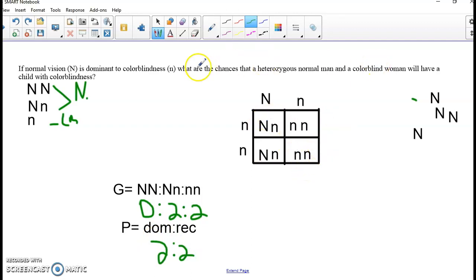So I want to know, what's the chance that they're going to have a child who has color blindness? Well, 2 to 2 is going to be a 50% chance. So the answer to this question is a 50% chance of these 2 individuals having a child with color blindness. Okay, that was pretty quick, but that's how we do those problems.